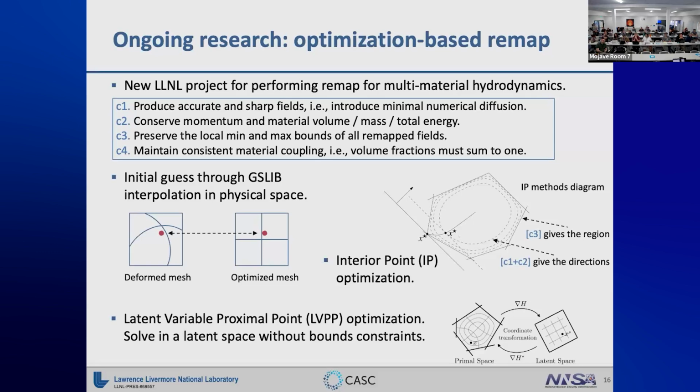So all these four properties: sharpness, conservation of all things we want, bounds, and consistent coupling between materials. And we want to do it through optimization. So we're looking at GSLib to make a sharp initial guess through direct interpolation. Then two approaches for optimization: interior point methods with IPOPT, and Kuzmin's library. And we'll also look at proximal point methods by Brendan Keith and his collaborators at Brown.